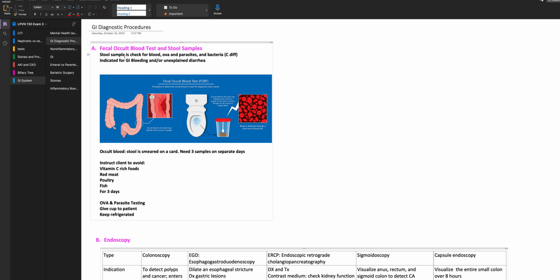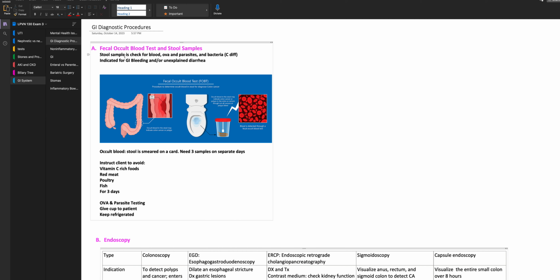And if we think somebody has C. diff, like if they're on a tube feeding and they start getting diarrhea, or they're on antibiotics, we might start to think, oh no, they have C. diff. So we would have to send a stool sample.